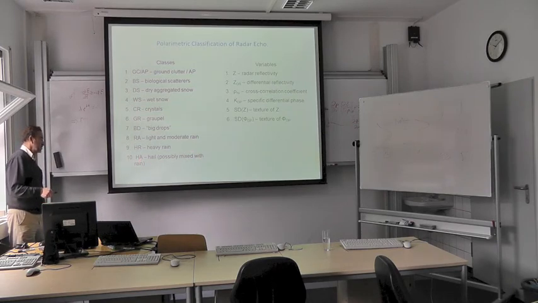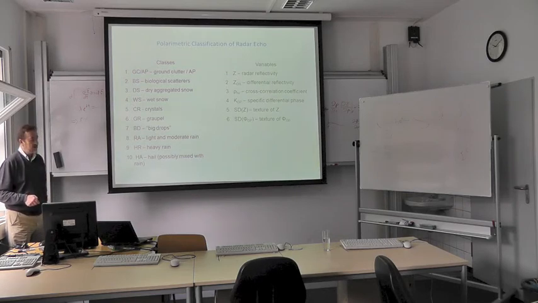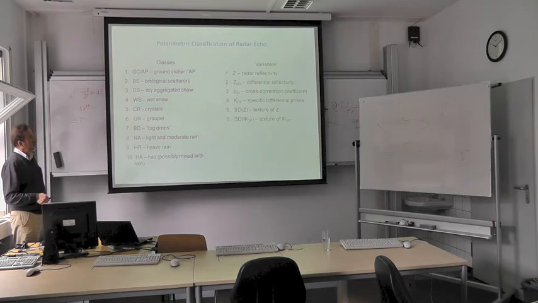So at the moment it's just one category, hail-rain mixture, but we are working hard on trying to split this category into at least three different categories of hail. Say less than 1 inch, between 1 inch and 2 inch, and more than 2 inch, giant hail. And we have achieved some progress on that.